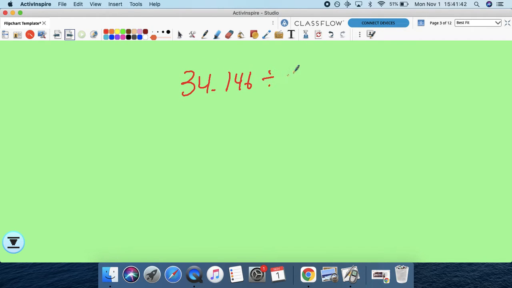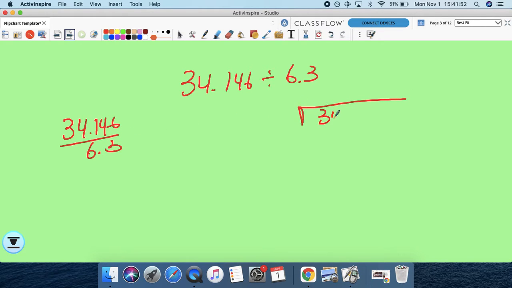34.146 divided by 6.3. I just write it down. Move the decimal 1 over, that's going to be 63 now. We're going to move the decimal 1 over in the dividend. It's going to be 341 and 46 hundredths.